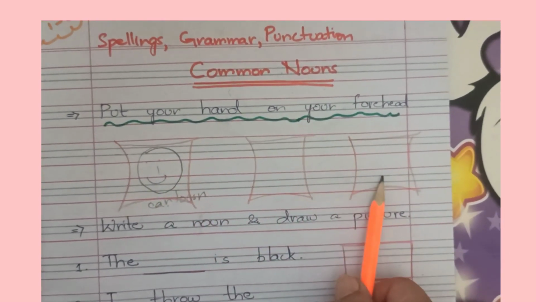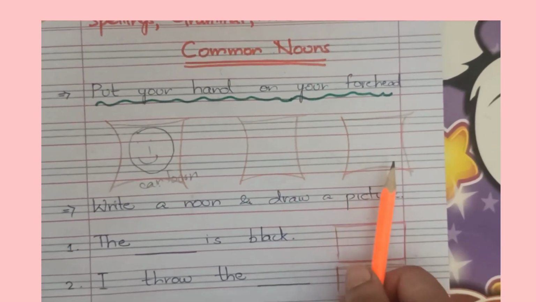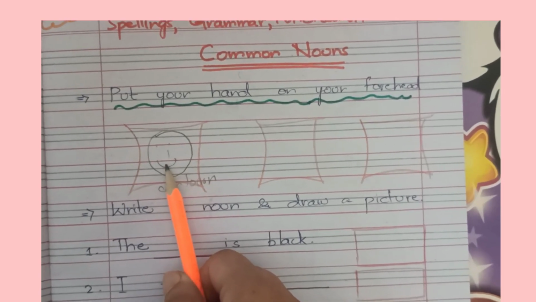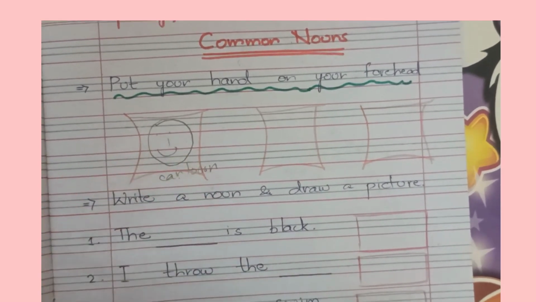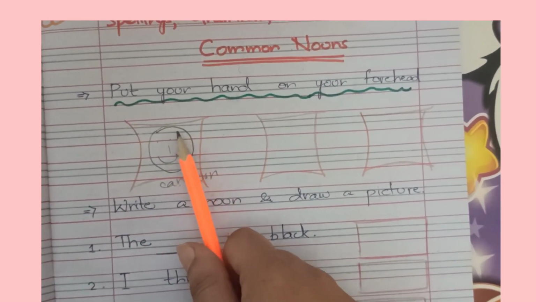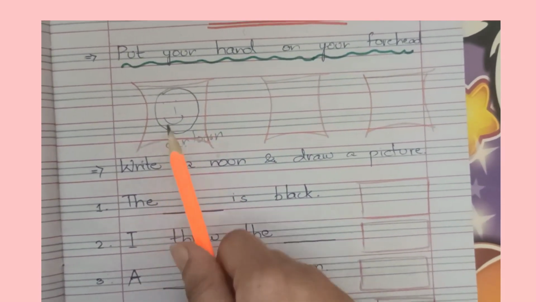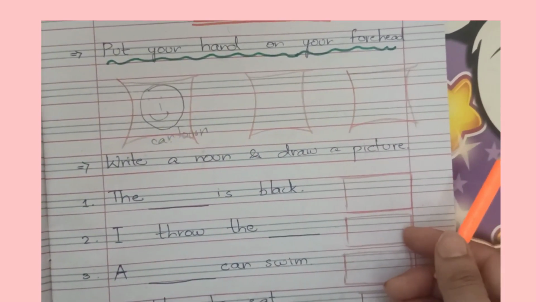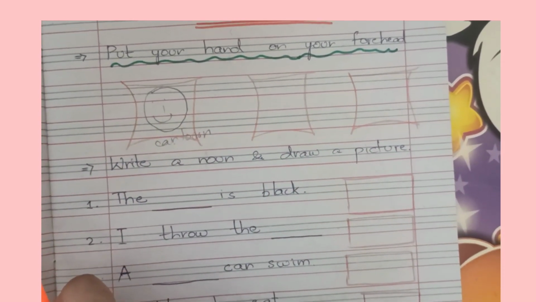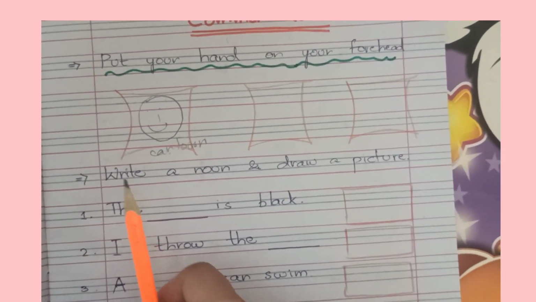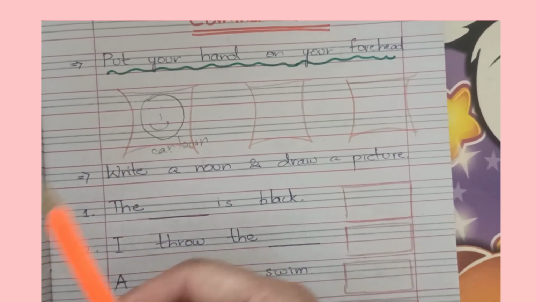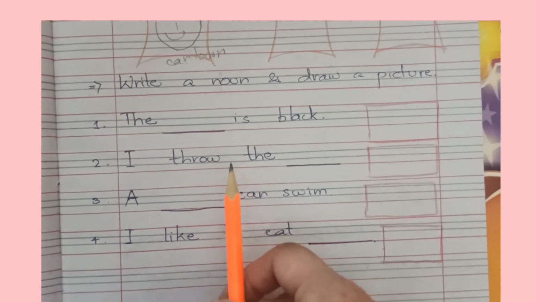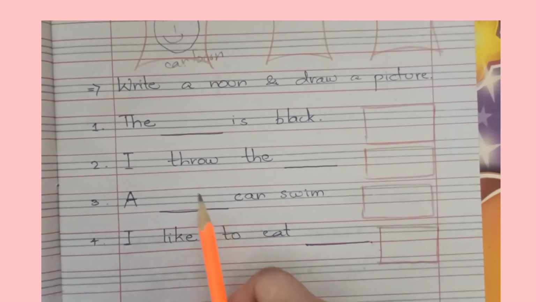Ask your child to draw anything in these frames. For example, I drew a cartoon and made its face. So it is a common noun. If I draw Mickey Mouse instead of any cartoon, that Mickey Mouse will be a proper noun because it is a specific cartoon.